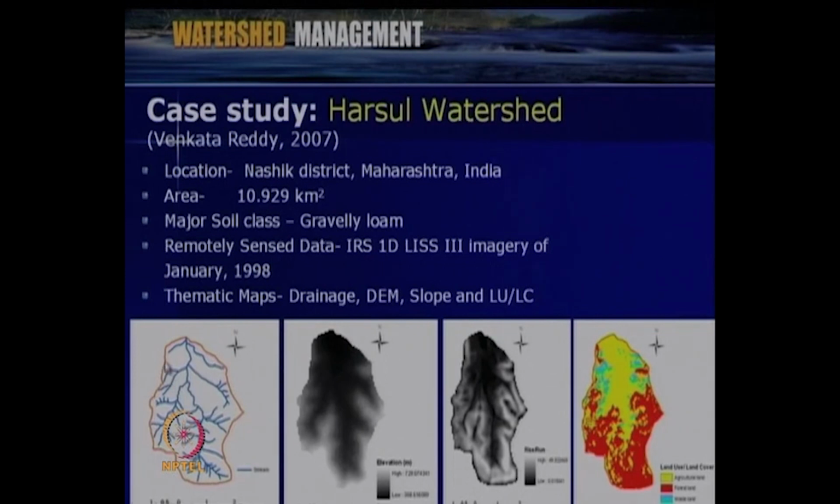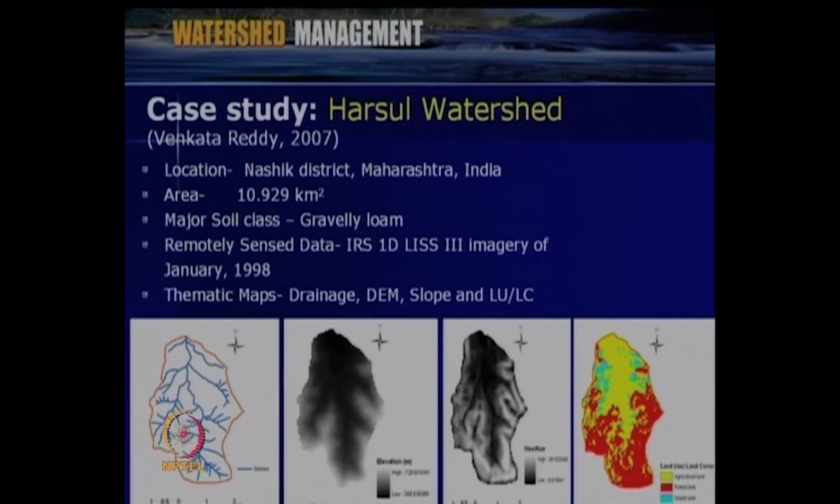So, this is the watershed area, this is the boundary, and this is the outlet of the watershed, and the major soil class is gravelly loam. And here we use the remote sensing data given by IRS-1D, and then also the thematic maps like digital elevation model, slope map, land use, land cover were developed using ArcGIS software. These details we will be discussing in a later lecture when we discuss the geographic information system and remote sensing applications as far as the watershed modeling is concerned.